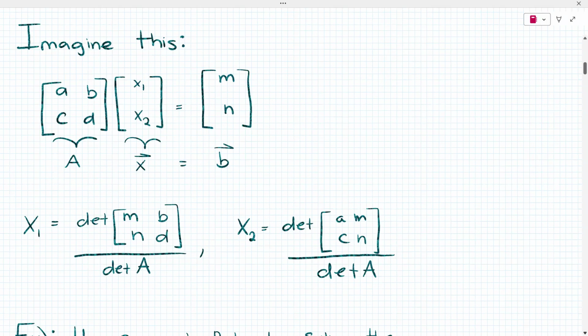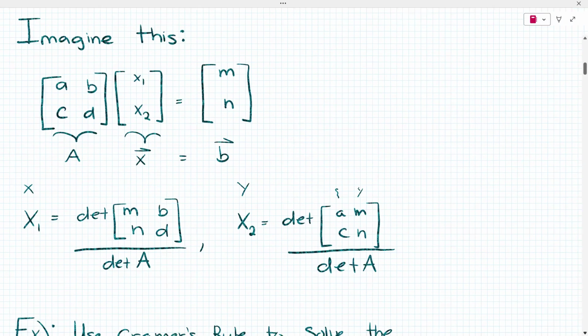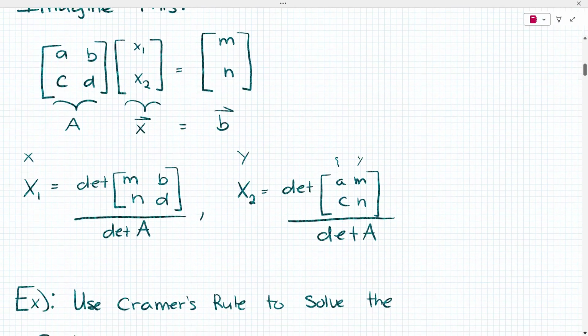Then x2 could be y, and x1 could be x. You take the determinant, and as you can see, the x2 column is replaced with m, n, and the x1 column stays as a, c. You probably remember this a little bit from college algebra.